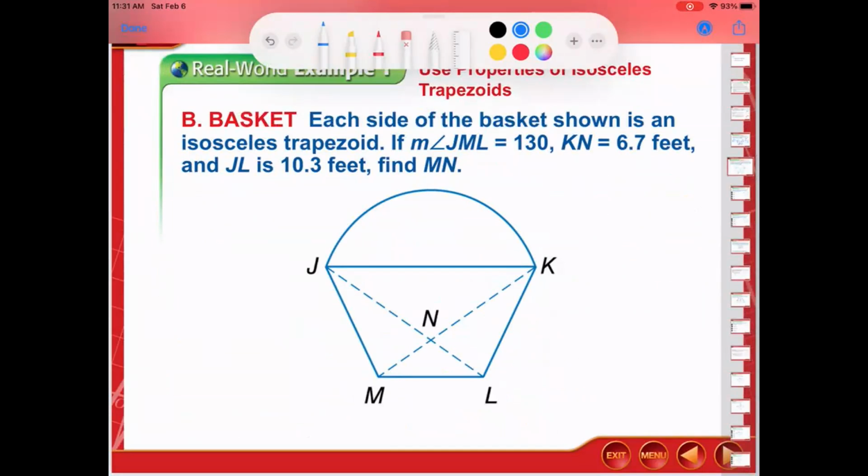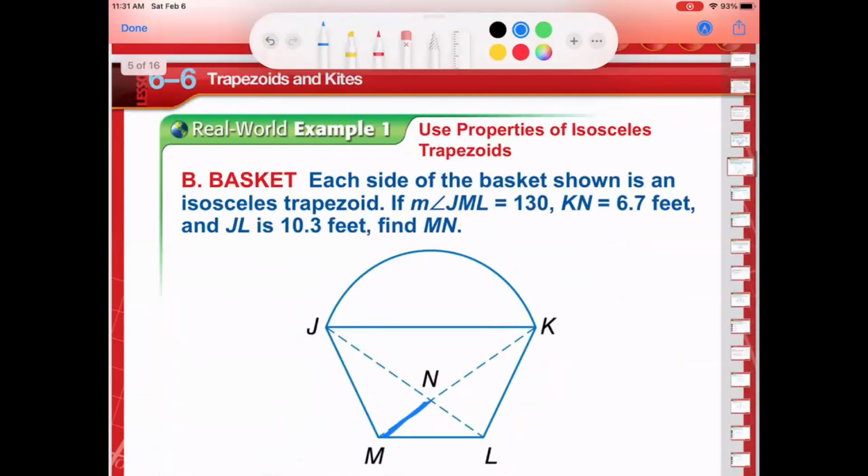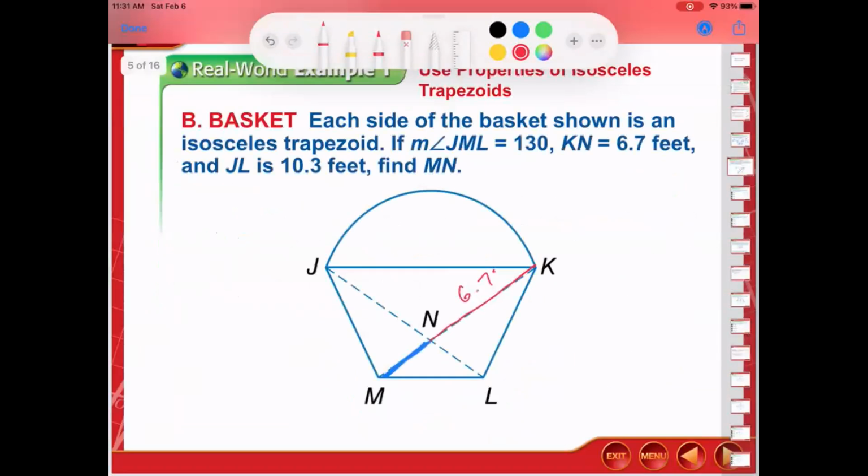So now we're dealing with the same trapezoid, but they want us to find MN this time. So they want us to find this little stretch here. Now, if I remember correctly, they had told us in the last one, oh, they're going to give us different information here because they're tricky. Okay, we'll work with the information they give us. So they say KN, this red section, is 6.7 feet. And then they say JL, so this whole diagonal here is going to be 10.3 feet.